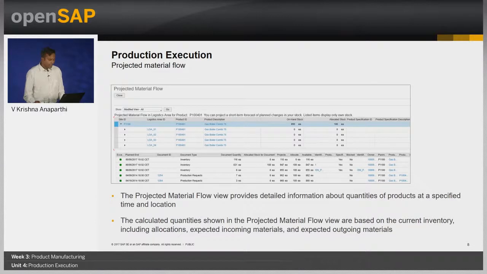The next important element that I would like to discuss is the projected material flow. Projected material flow provides detailed information about quantities of products at a specified time and location. The calculated quantities shown in the projected material flow view are based on the current inventory, including allocations, expected incoming materials and expected outgoing materials. In the system, let's quickly look at the projected material flow.